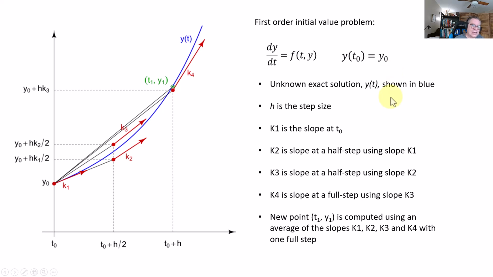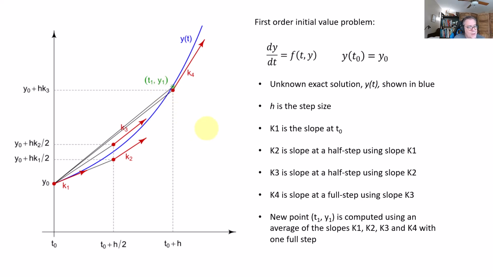And of course, once again, we have an unknown exact solution that we'll call y of t. That's once again shown here in blue, and we'll refer to h as the step size. Then we calculate these slopes that we call k1, k2, k3, k4. And then we estimate our new point that's hopefully very close to the exact solution, which is here in green. This t1, y1 is our final estimate of the new point based on the slopes k1 through k4.